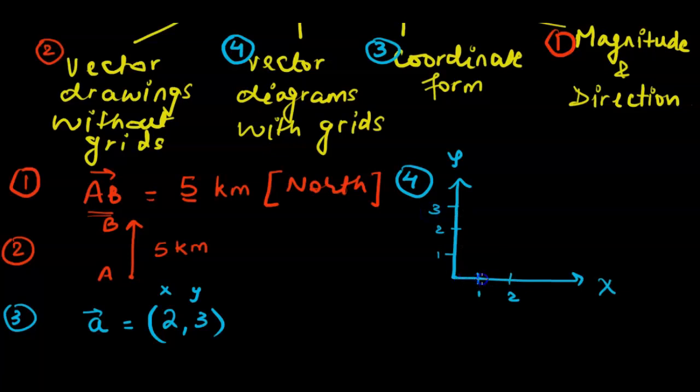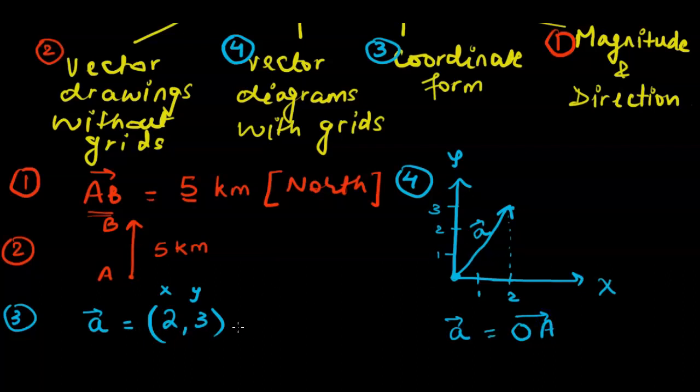That means on the x-axis we move 2, on the y-axis we move 3 units, and wherever we reach, that is going to form the arrowhead of the vector starting from the origin. So this is vector A. Because vectors are always drawn with arrows, we make a tail, we make an arrowhead, and this is our vector. We can either write it as vector A or we can write it as vector OA. So this is how to represent a vector with coordinates on a grid.